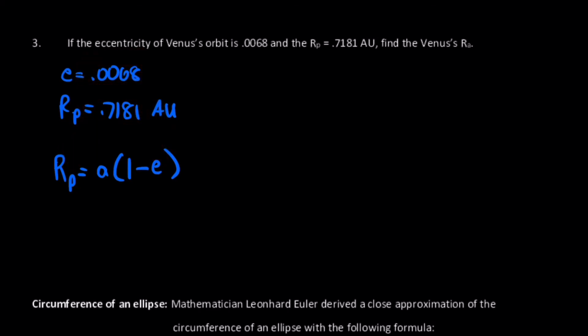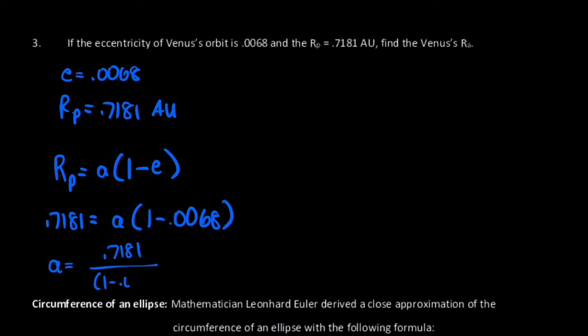All right, so I've got 0.7181 equals A, which I don't know, times 1 minus 0.0068. So A will equal 0.7181 divided by 1 minus 0.0068. I try and leave all the calculations for one step so that we don't introduce any rounding errors. And if I throw that into my calculator and round to 4 places, I got 0.7229. Okay, well, great. I still haven't found RA.